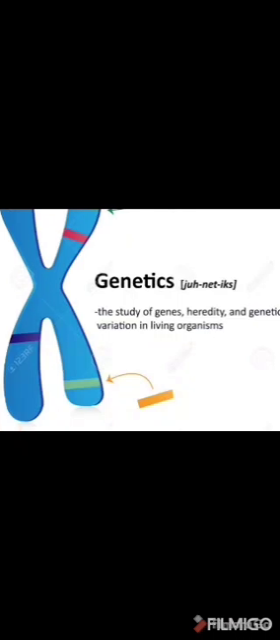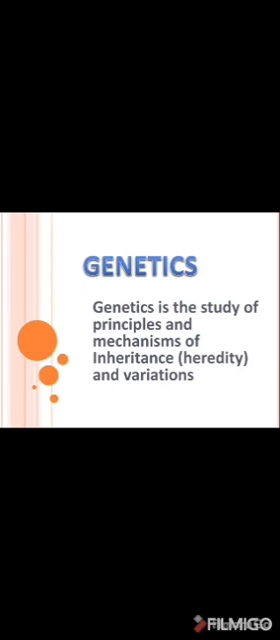So let's start. The term genetics was coined by William Bateson in 1906, and he is also known as the father of modern genetics. So what is genetics? Genetics is a branch of biology concerned with the study of genes, genetic variations and inheritance. It is basically the study of inheritance and variation.